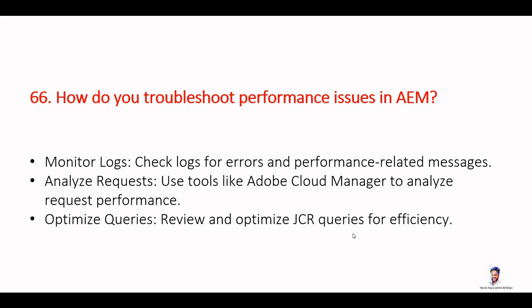Then optimize queries: review and optimize JCR queries for efficiency. Sometimes we have search enabled in our website, but we have not created indexes for those properties. Then anytime we search, it actually searches through the whole JCR content. That is the problem. We also need to check what type of queries we have written and whether they are optimized. Our content may not be properly structured. Are there any duplicate assets, making the repository size huge?